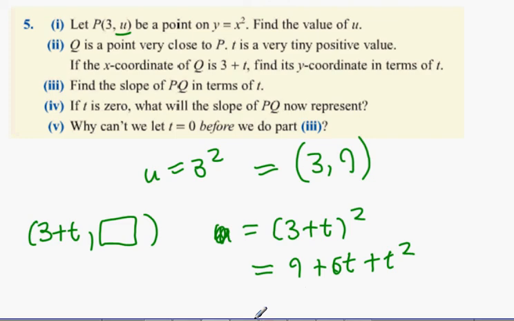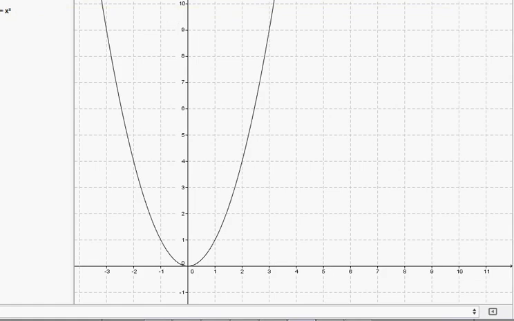Now, what you imagine is this, guys. What we have now is the point (3, 9), which is here. And now we have a point that's really, really close to it. And if we link these 2 points together, what happens? It more or less mimics the tangent, doesn't it? It's very close to being the tangent because the 2 points are so close together.